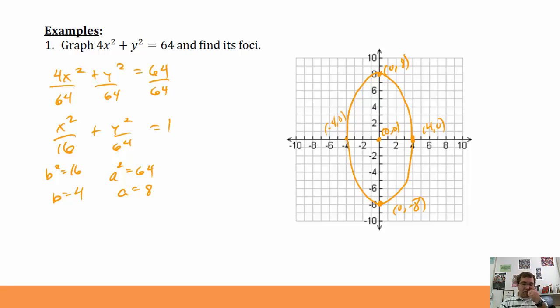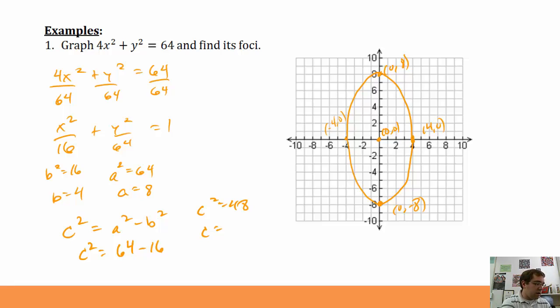Something like that. Okay? I also need to find its foci. I find the foci using this relationship that c squared equals a squared minus b squared. So c squared is going to be 64 minus 16. Well, what's 64 minus 16? 48. So c squared equals 48. So c is, in this case, the positive square root of 48.